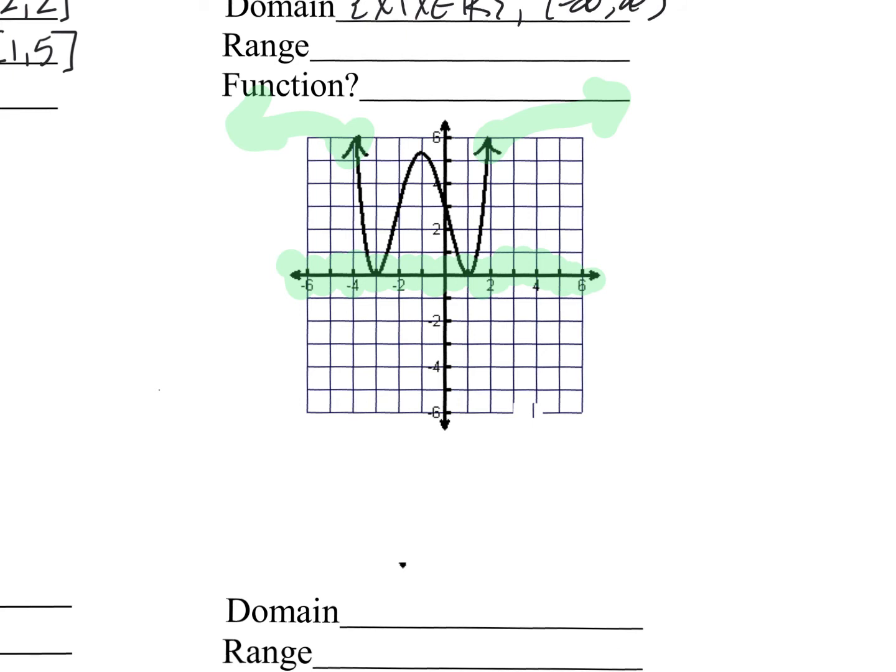Range, it starts down here where y is 0, and it continues on. And those arrows tell me that it's going on forever and ever and ever in the positive direction. So I'm going to use set notation.